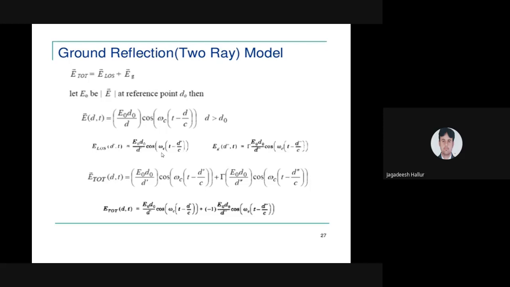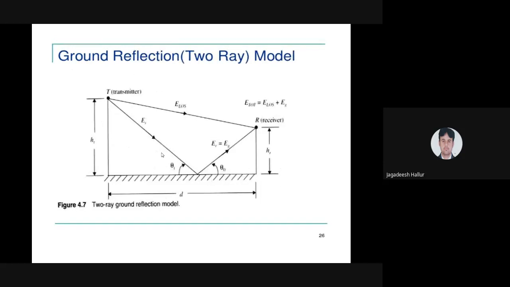For this, we are going to calculate a reference point, that is the initial point of the electric field. You see here d, the distance between the transmitter and receiver, that is the total distance from transmitter to receiver.